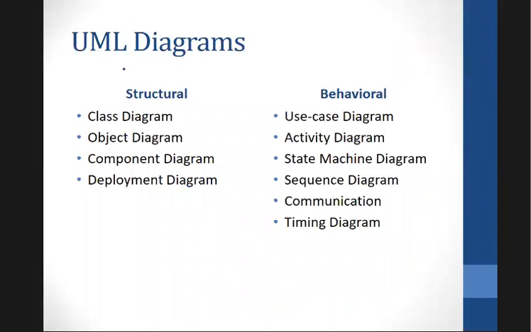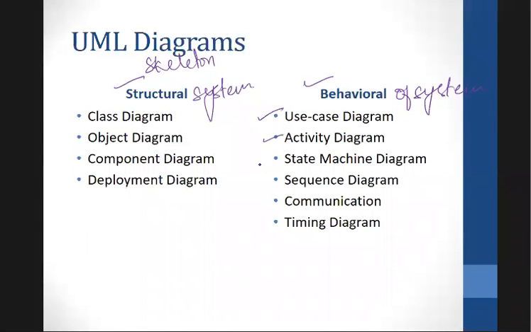Now we'll first study the different UML diagrams. Within the UML diagrams, you've got structural diagrams and behavioral diagrams. Behavioral diagrams depict the behavior of the system, and structural diagrams show you the structure, or we can say the skeleton, of the system, how the software is being developed. You've got the use case diagram, activity, state machine or state chart diagrams, sequence diagram, communication, and timing diagrams. These all fall under the category of behavioral diagrams.